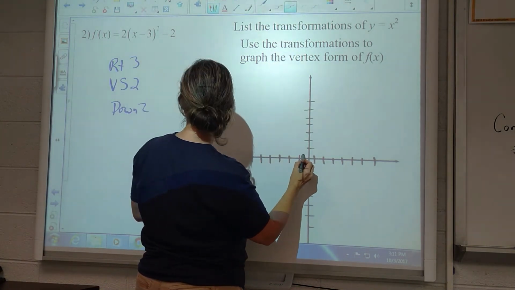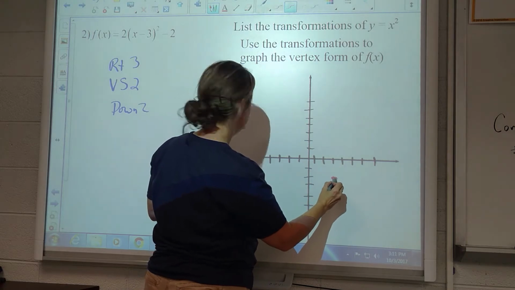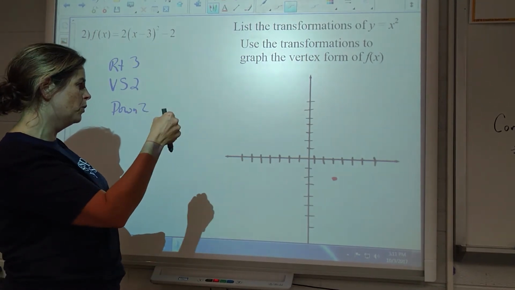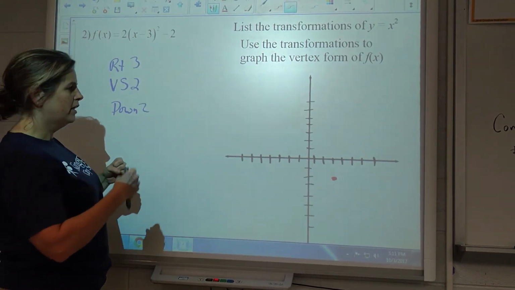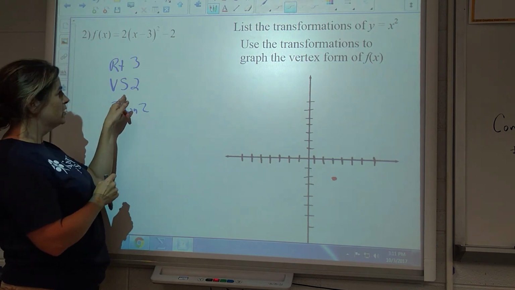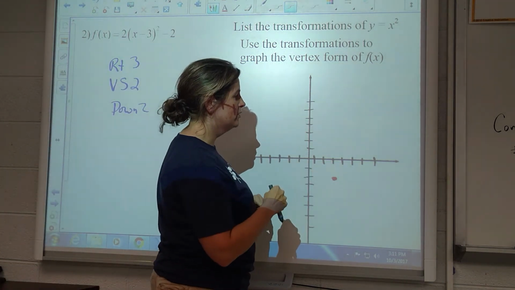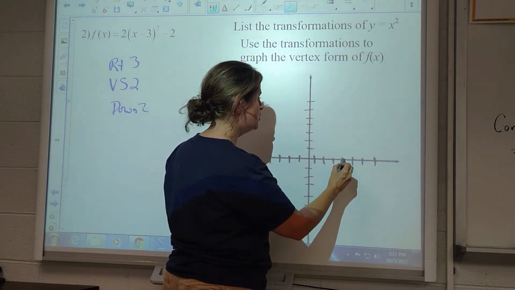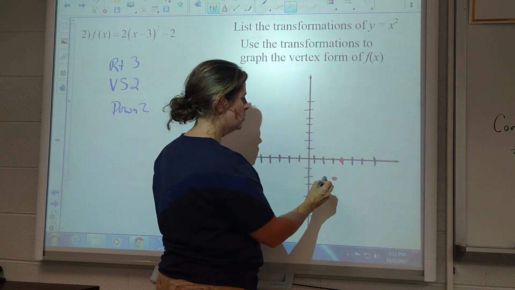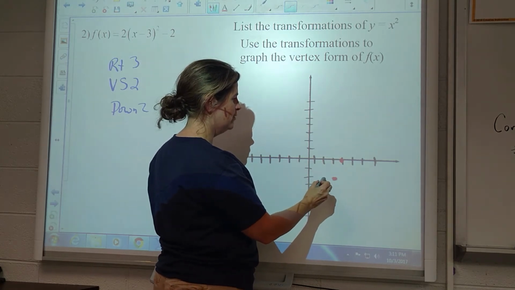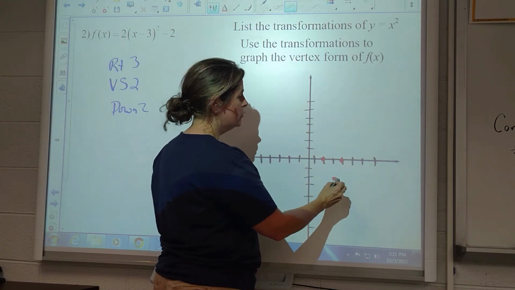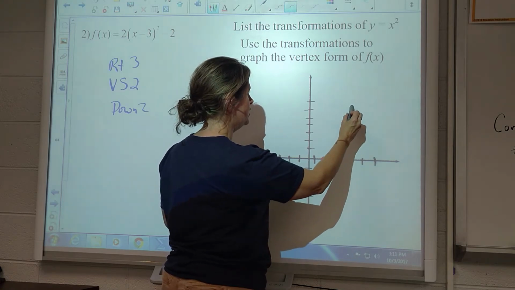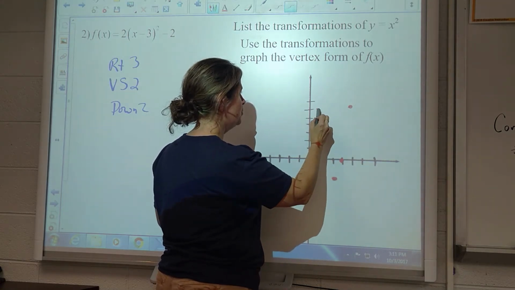The vertex will simply move right 3 and down 2, and from there, my parent function should go right 1 and up 1, which is 1 squared, and then right 2 and up 4, but because of the stretch, those up values will actually double. So we'll go right 1 and up 2 instead of 1. We'll also do that symmetrically, so we'll go left 1 and up 2. And then we'll go right 2, and as I said, we should go up 4, so we will go up 8. And left 2 and up 8.